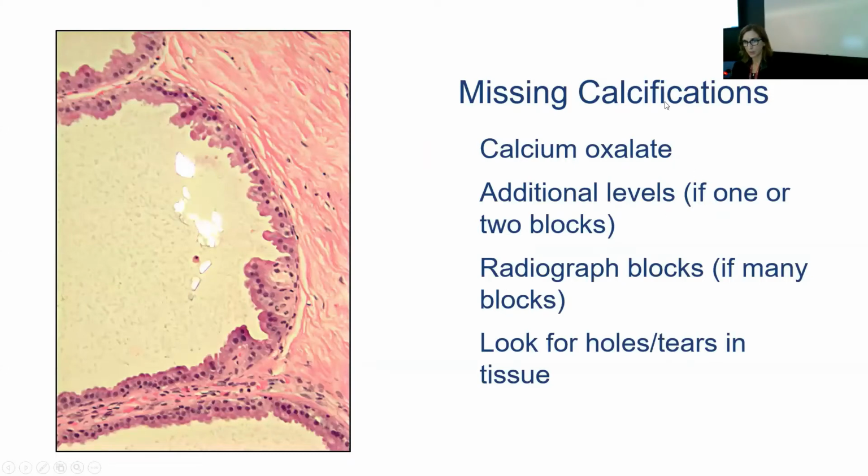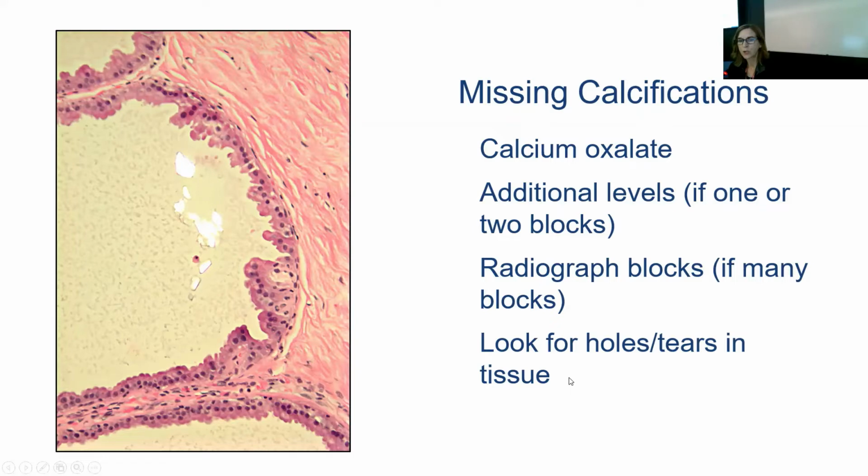So what about calcifications? If you don't find the calcifications, think about calcium oxalate crystals. They're commonly associated with apocrine cysts, as you well know, and you can crank down the condenser to highlight them if you don't see them just in the usual plane of focus. Get additional levels. If it's just 1 or 2 blocks, I get the levels. If I find that they've given me 6 or 7 blocks, sometimes I x-ray the blocks first to see which ones really have the key calcifications and then get levels on those. It sort of just depends on your histology lab and workflow.